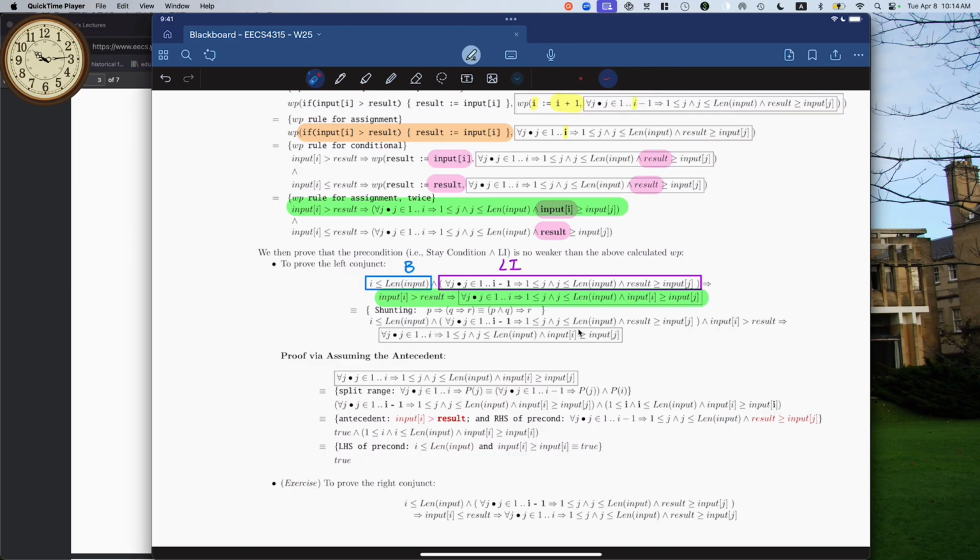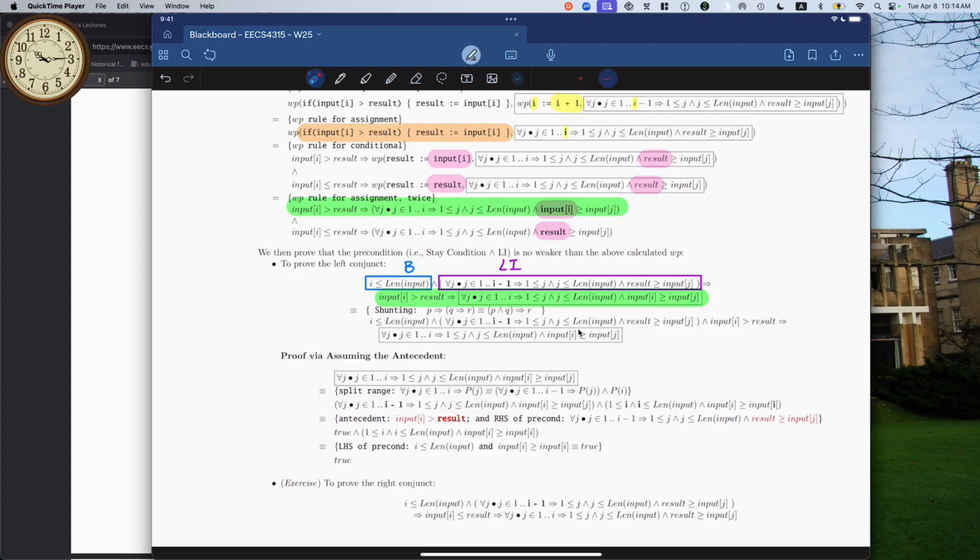To really prove the other one here, you can prove them separately. So we're going to prove this one here. To prove the right conjunct over here, it will be very similar, and you should maybe try that as an exercise. All right, so this one here really corresponds to right here, right? So how do we prove it?